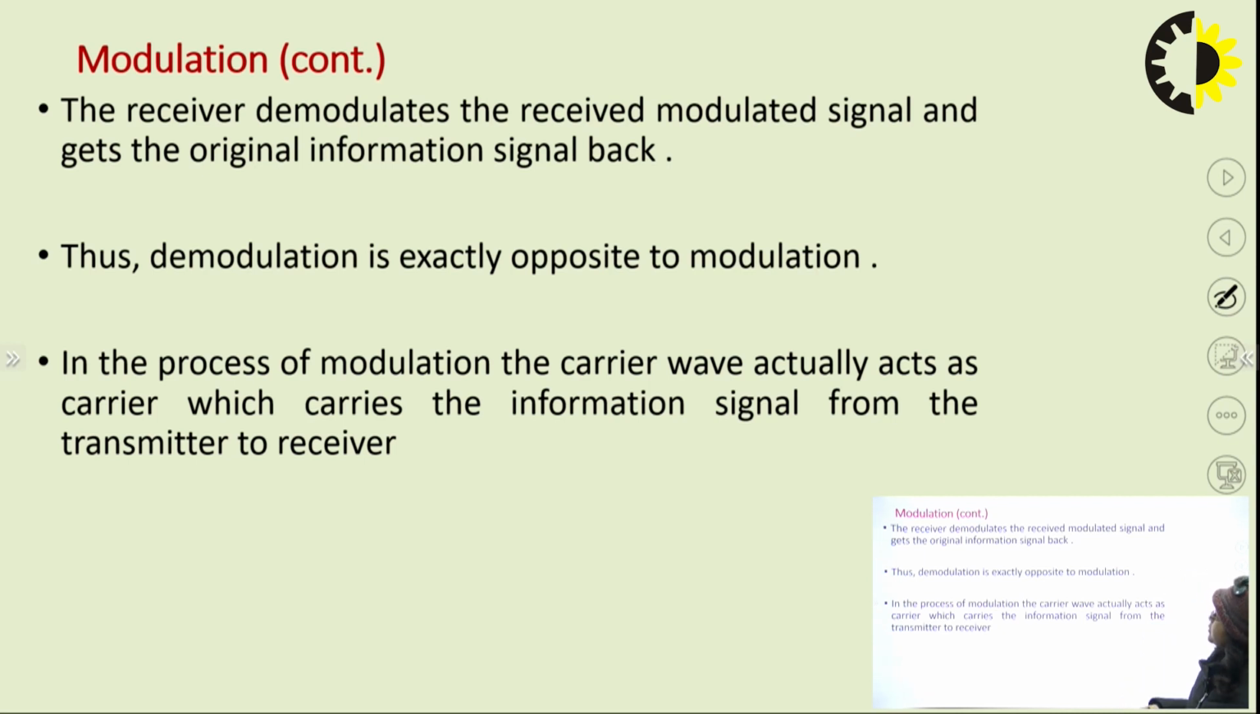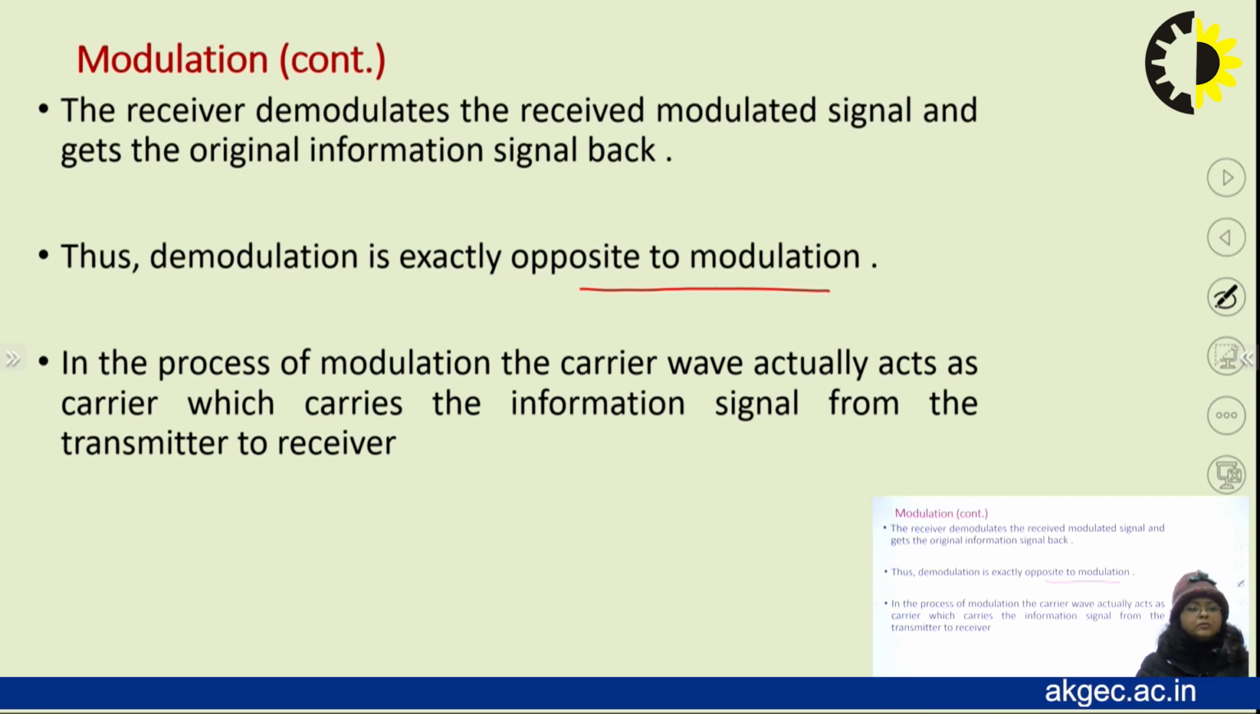The receiver demodulates the received signal and gets the message signal back from the modulated signal. That is, it works in exactly the opposite way to modulation. And in the process of modulation, the carrier wave actually acts as a medium of transmission for low frequency information from the transmitter end to the receiver end.